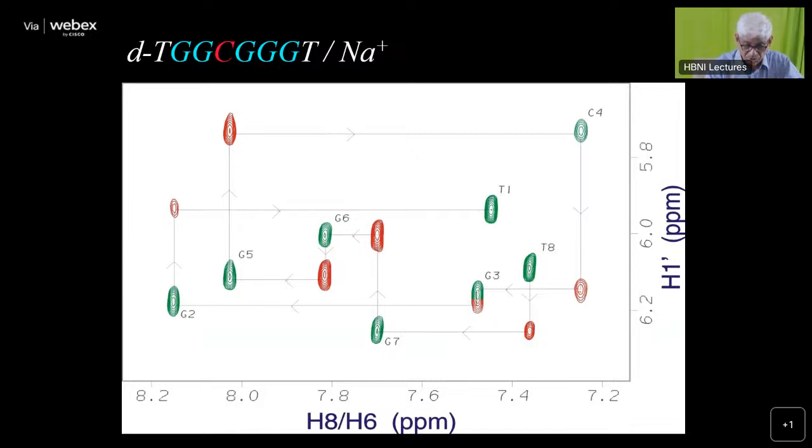Now again horizontally you go, you get the next sequential peak, that is G6 to G5, and the self peak is here, G6. And once more, from G6 you go to G7, this is the sequential peak and this is the self peak of G7. From G7 you go to the T8, and the T8 self peak is here. So that completes the assignment, right? So this is how you identify the entire set of assignments of the individual base protons and the sugar H1' proton.